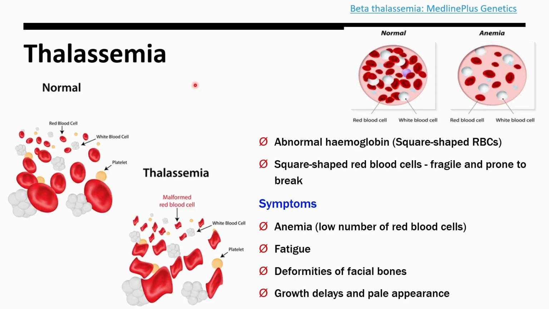Another example is thalassemia. Similar to sickle cell anemia, this is also a single gene mutation. This also happens because of abnormal red blood cells. As I said before, normal red blood cells are oval shaped. But in thalassemia patients, the structure changes. It looks square shaped. So the symptoms also include anemia, fatigue, deformities in the facial structure, growth delays and pale appearance. So these are some example diseases.